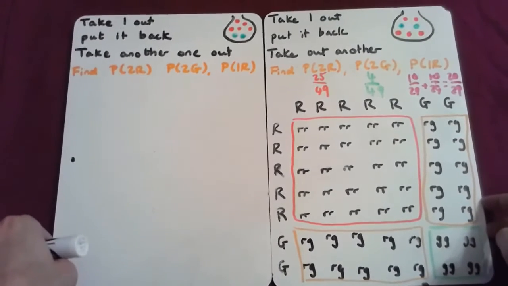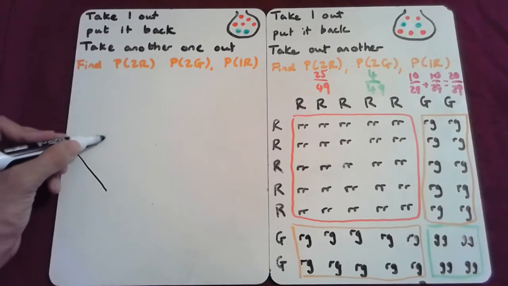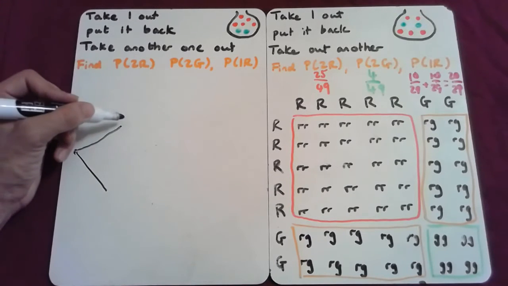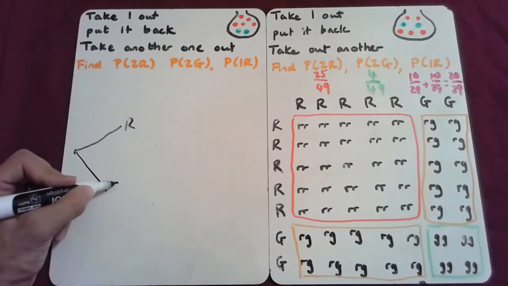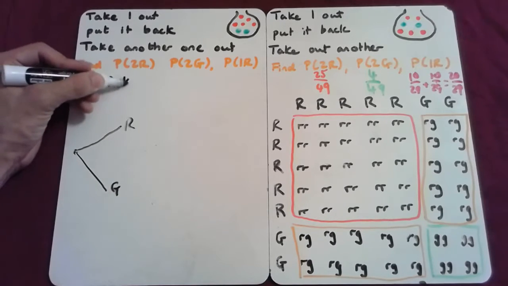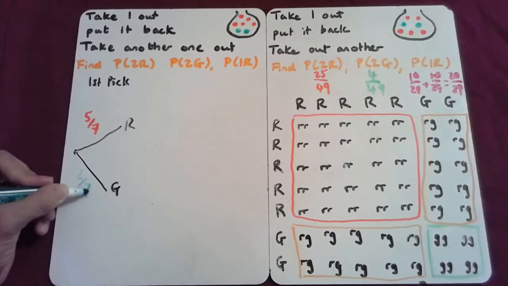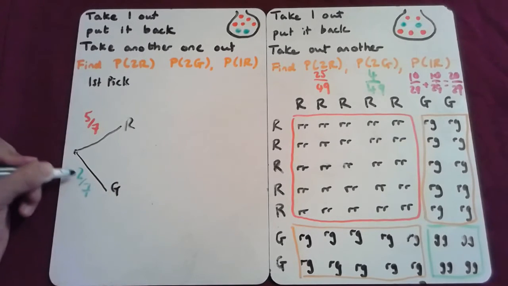Now the pathways which we can take over here is, I'm going to look at my first pick. We've got my first event, which could either be a red or a green. This is my first pick. This is event number 1. Now, the probability of getting a red in my first pick is 5 out of 7. The probability of getting a green on my first pick is 2 out of 7. Now, that's my first pick.